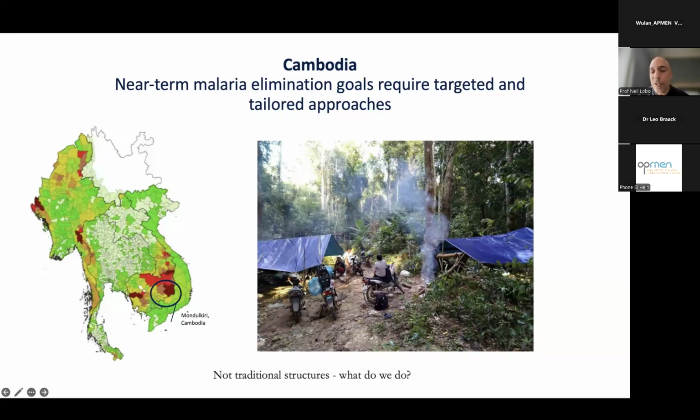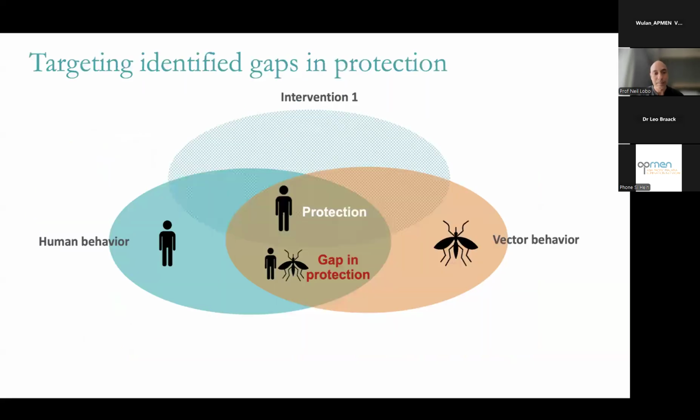Since they aren't traditional structures, we cannot necessarily use IRS. People use very little bed nets, and in fact, it was really funny. The people there, if they used a bed net, the other people made fun of them, like, "Oh, look at you using a bed net," which was human behavior, right? Humans were actually lowering bed net use that actually protected them.